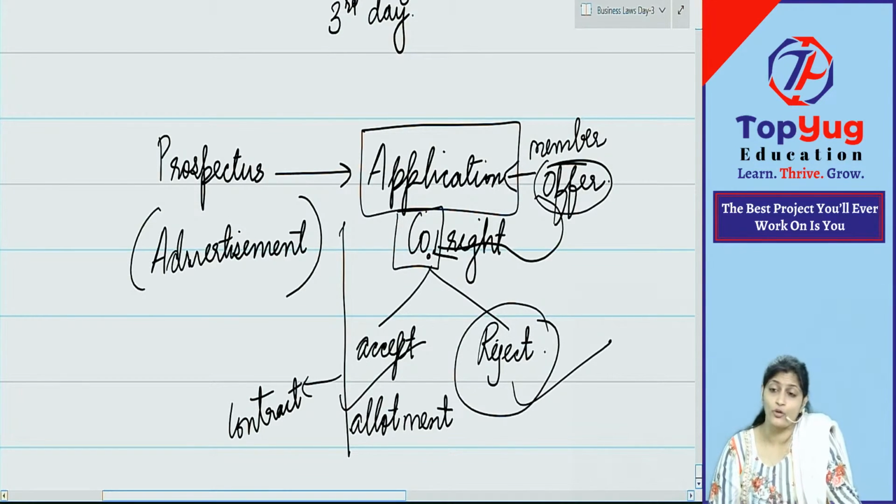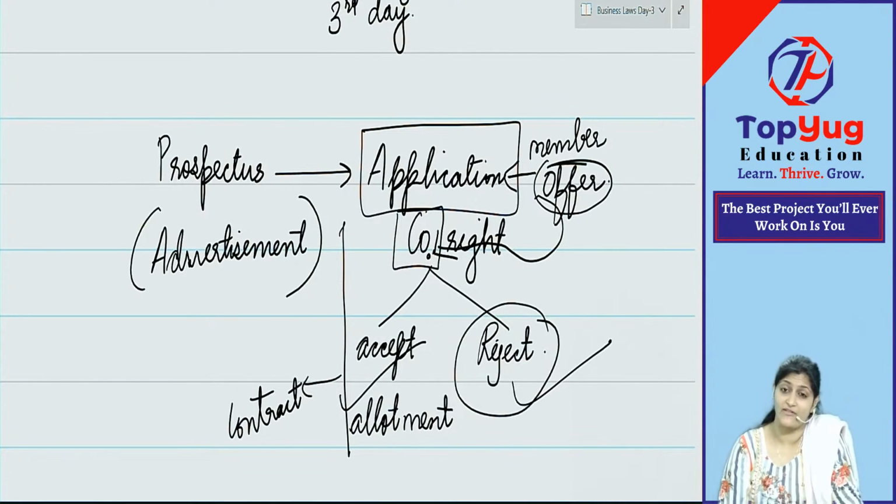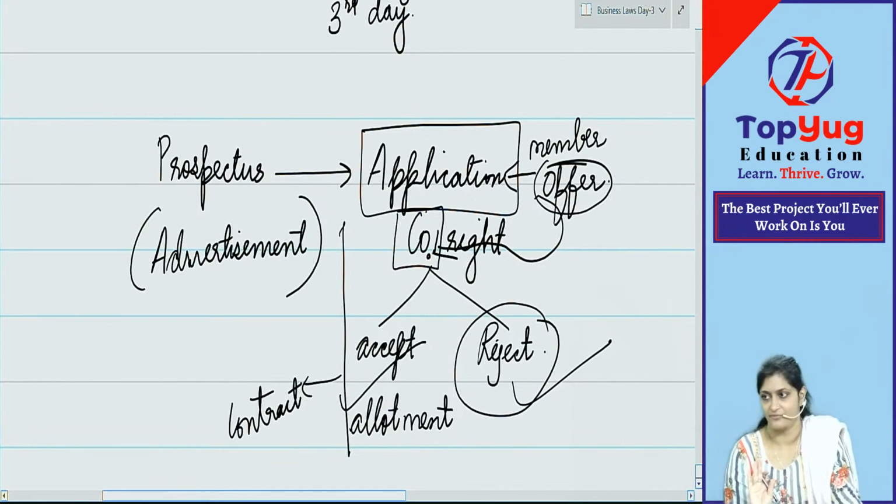For this contract, who gave the offer? Did the company give the offer or the member? Just the member gave the offer. The prospectus was given by the company. But was that an offer? No. That was just a mere advertisement. Got this point clear? Yes or no?